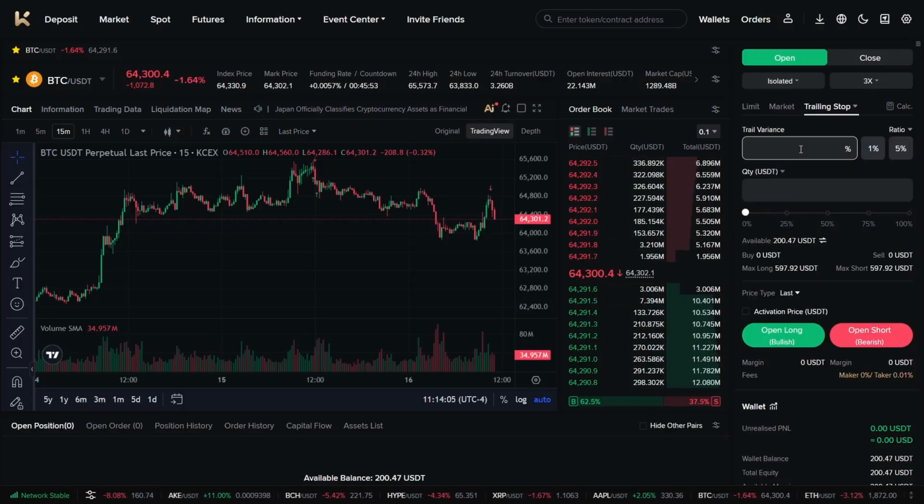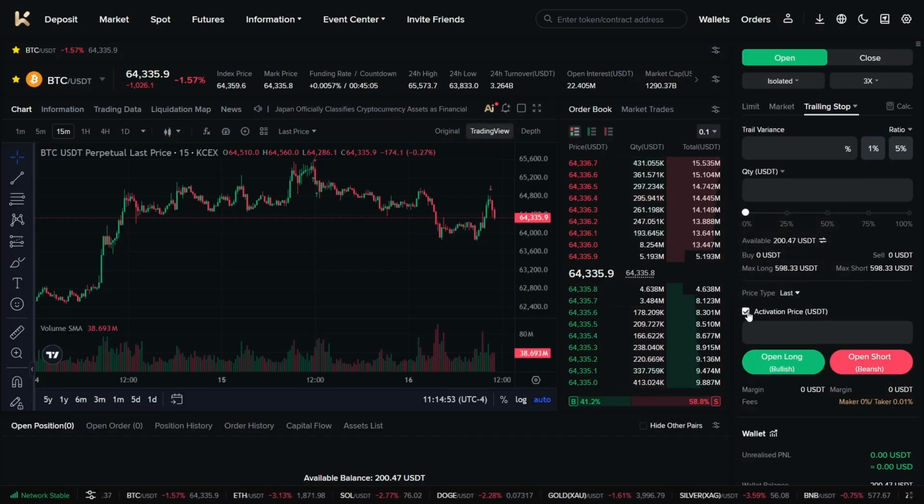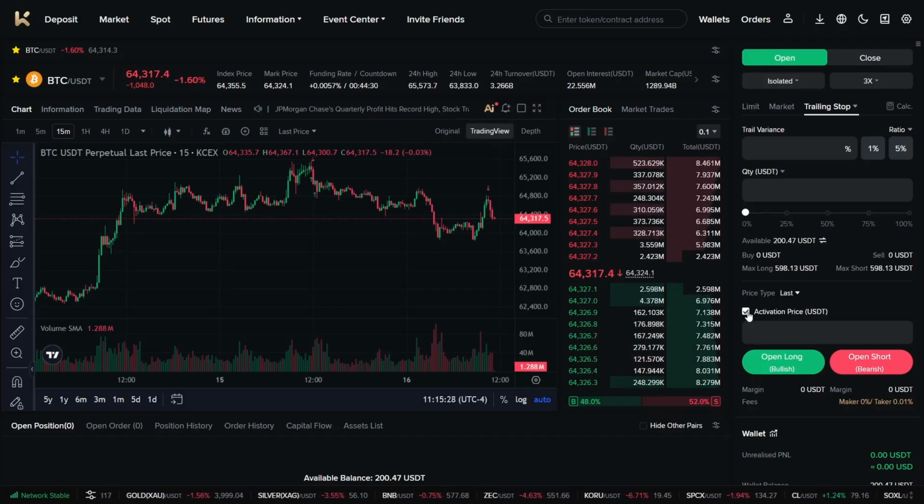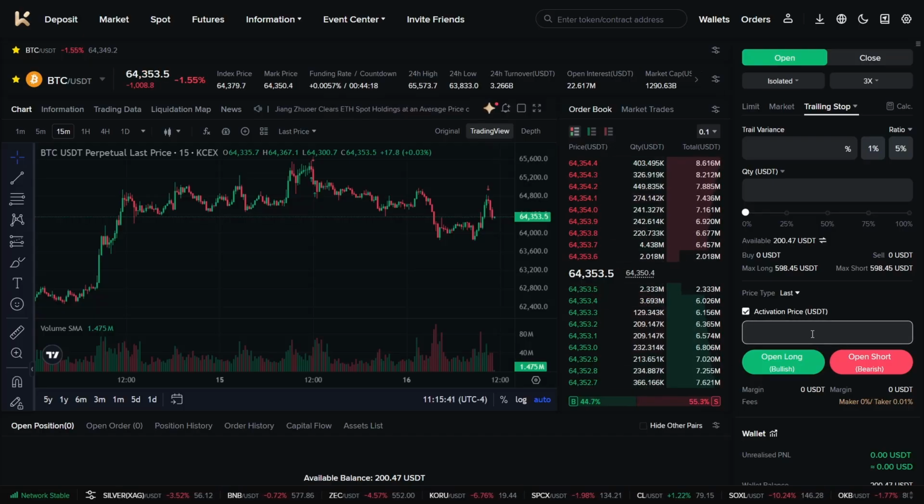We have a trailing stop order. A trailing stop follows the market by a distance. On KCEX, this is called the trail variance. It adjusts as price moves favorably, then triggers if the market reverses by the selected percentage. An optional activation price delays the tracking until price reaches a chosen level. Traders would use a trailing stop to follow momentum or protect gains, but a trail that is too tight can trigger during normal volatility. Later in the tutorial, I'm going to show you how to create a trailing stop order.